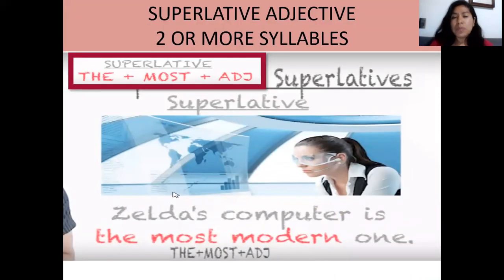When we have a superlative with two or more syllables, this is the formula: the plus most plus adjective. The example: Zelda's computer is the most modern one. If you notice, modern has two syllables. So in that case, we use the expression the most.